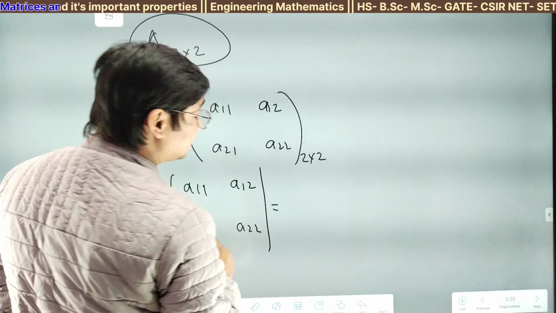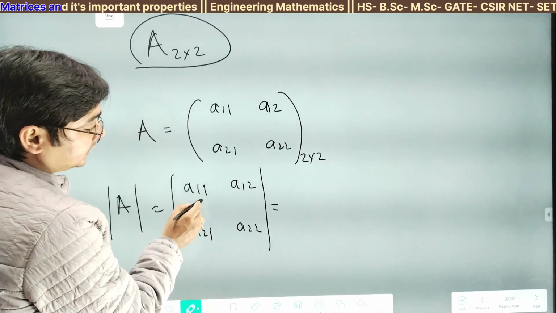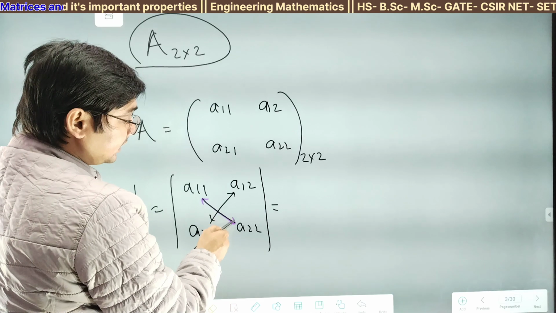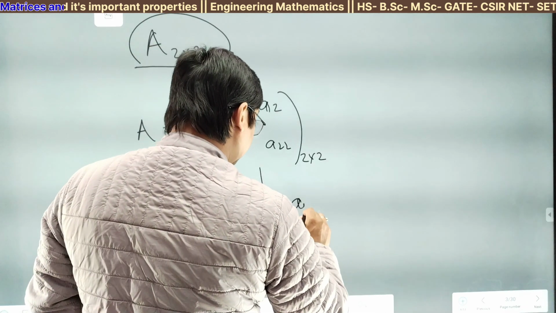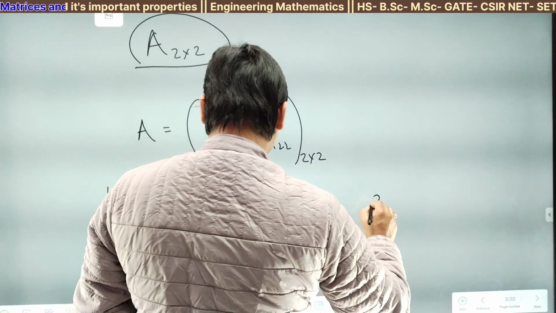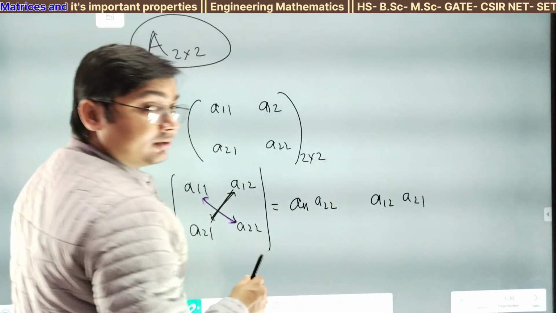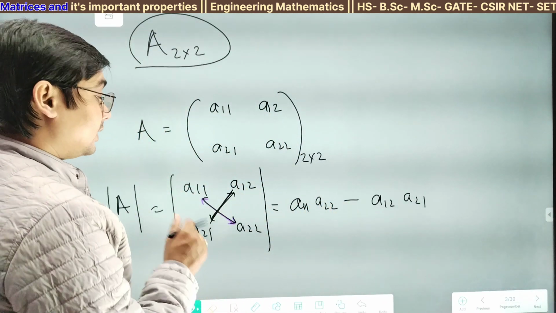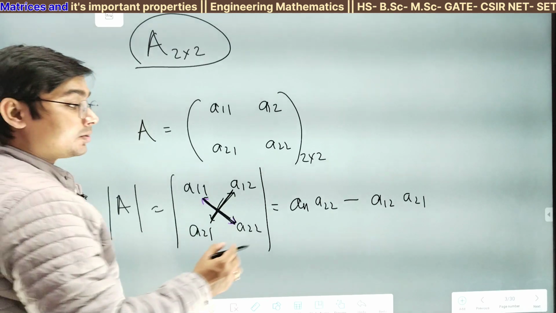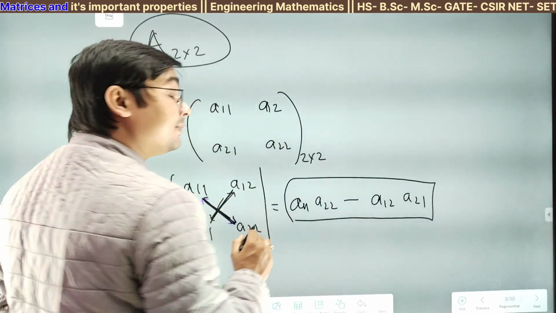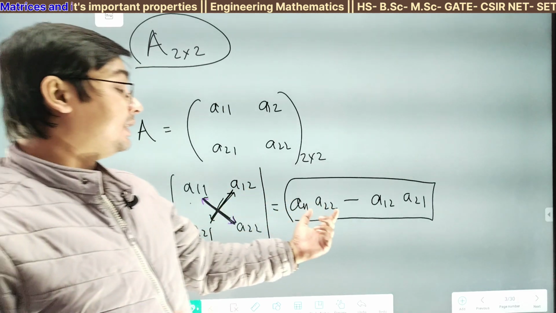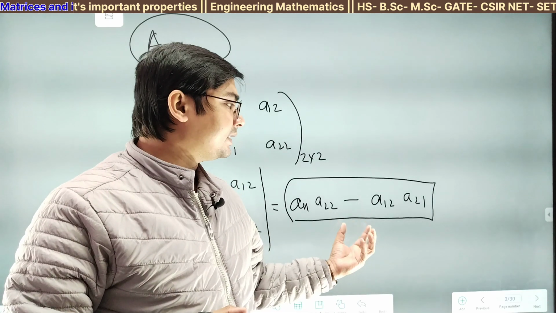Now what will be the value of this determinant? Just take the product of a11 and a22, then take the product of a12 and a21. Now subtract this value. Again, I repeat: the product of this diagonal minus the product of the other diagonal. If a11, a12, a21, a22 are some numbers, then this value will obviously be a number. So this is the determinant.